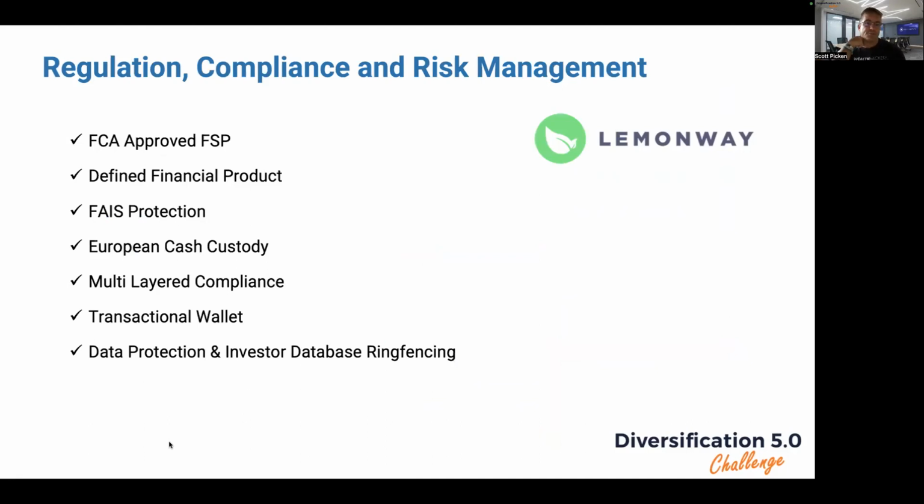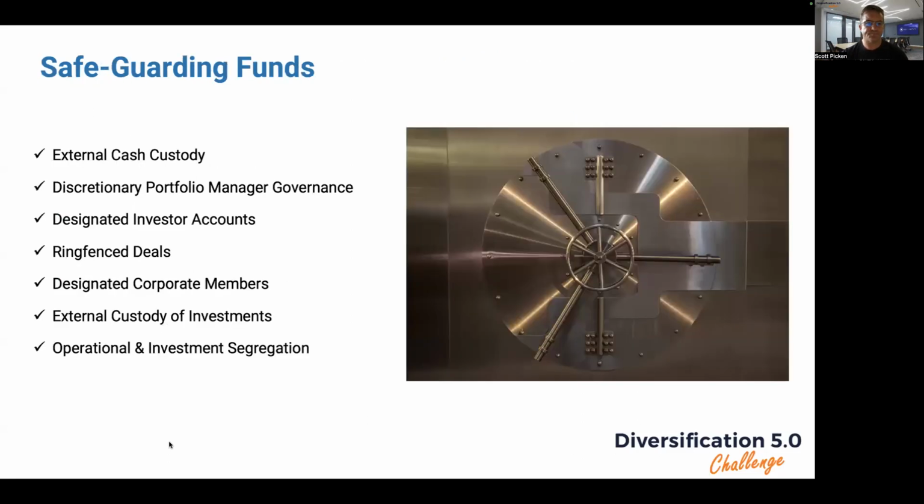It's a defined financial product. It's got phase protection. It's got European cash custody. So your money's protected in Europe. We don't actually touch your money. This is really important. Your money's protected, it's separated, it's in Europe. It's got multi-layered compliance. We've got external compliance officers that sit in England. We've got transactional wallets, and we've got data protection and investor database ring fencing. So your data is highly sophisticated and protected.